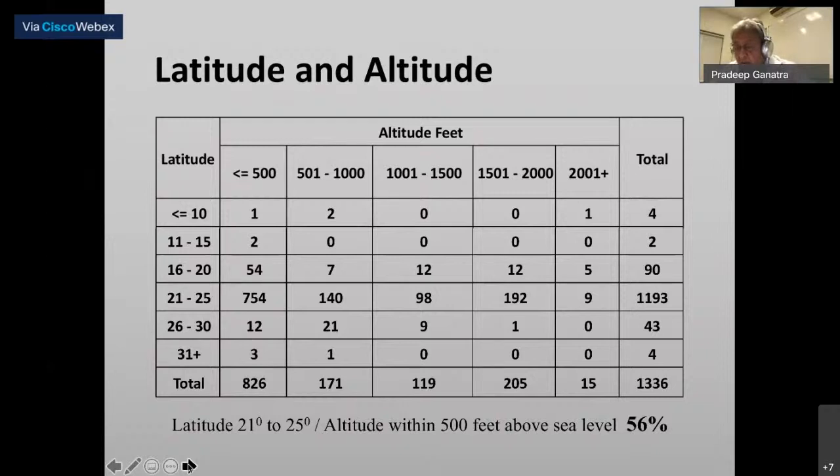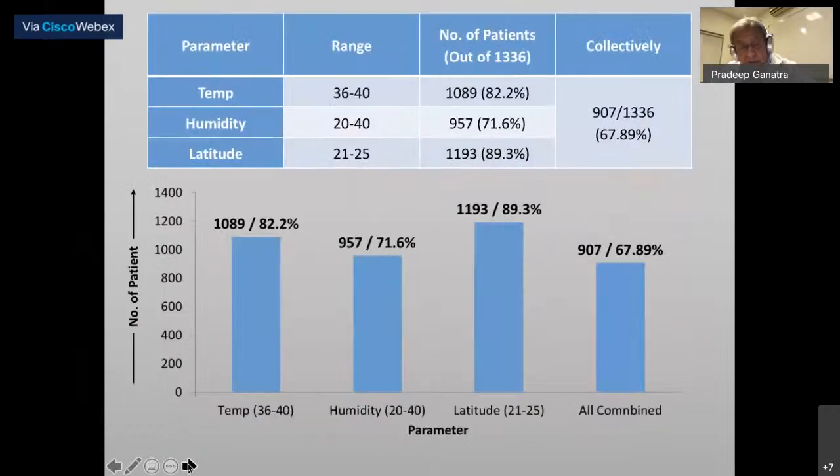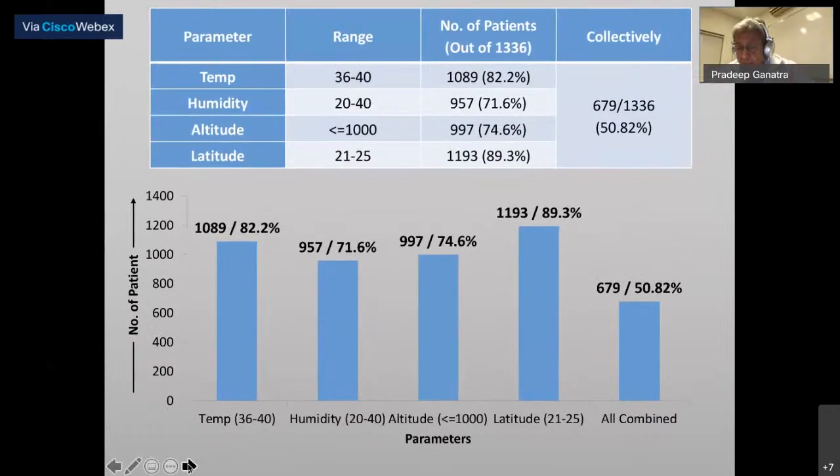56% were seen residing within the range of this latitude and altitude. So all in all, when the three factors were considered, temperature of 36 to 40 degrees, humidity of 20 to 40%, and latitude of 21 to 25, nearly 67% of our patients were found staying located in this set of parameters. If we added altitude of within 1,000 feet above the sea level, it was observed that 50% of our patients were staying within this criteria.